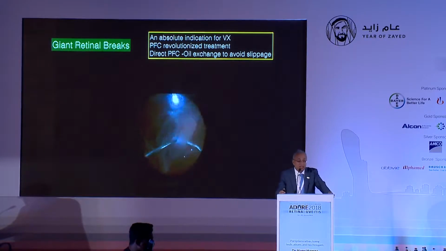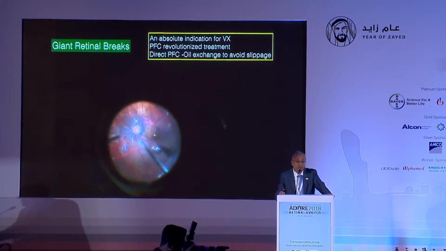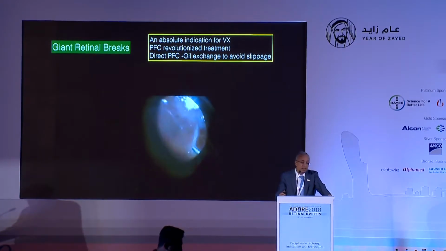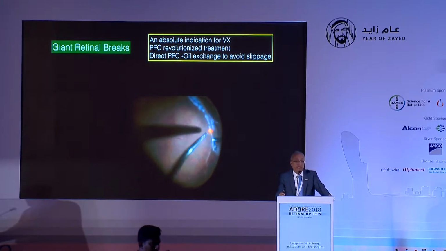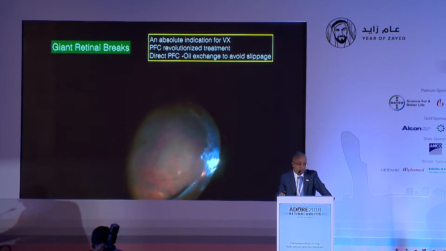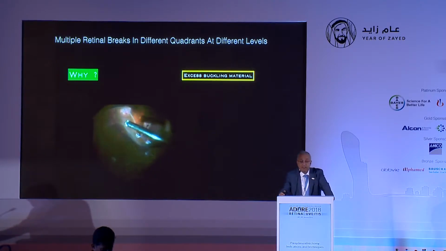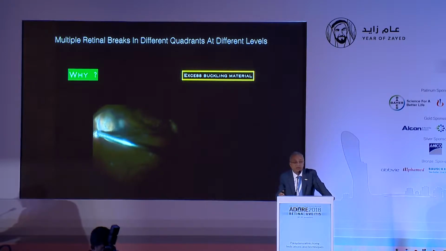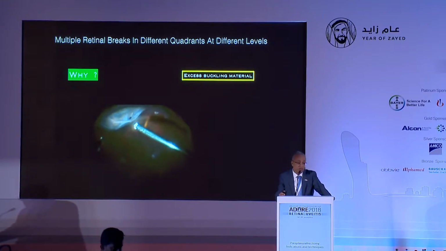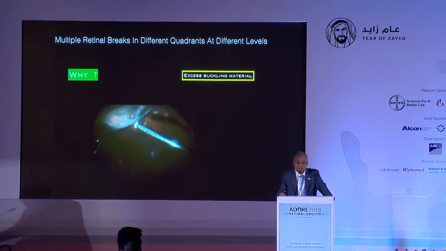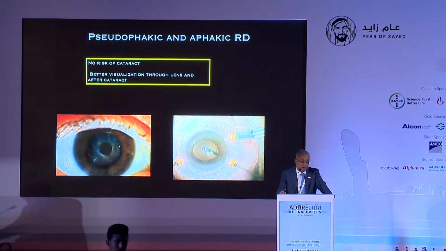cases. In such cases, you have to do at the end of surgery a direct PFC oil exchange and not fluid air exchange to avoid slippage of the retina. Multiple retinal breaks in different quadrants are also requiring excess buckling material, which may distort the globe, and in such cases, vitrectomy is the solution.